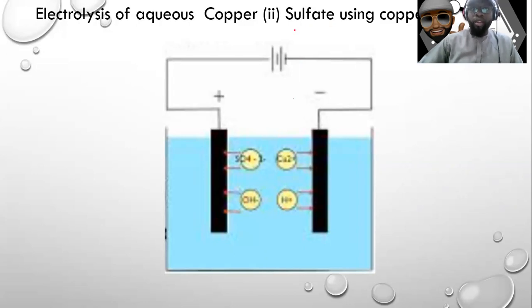Now, the ions that are present will come from two sources. One, our ionic compound, and that is the copper 2 sulfate. And secondly, the fact that it's an aqueous solution means that water is present. So we must consider the ions that will come from water, H2O. So those are the two sources of our ions. Our copper 2 sulfate, that is CuSO4, and H2O.